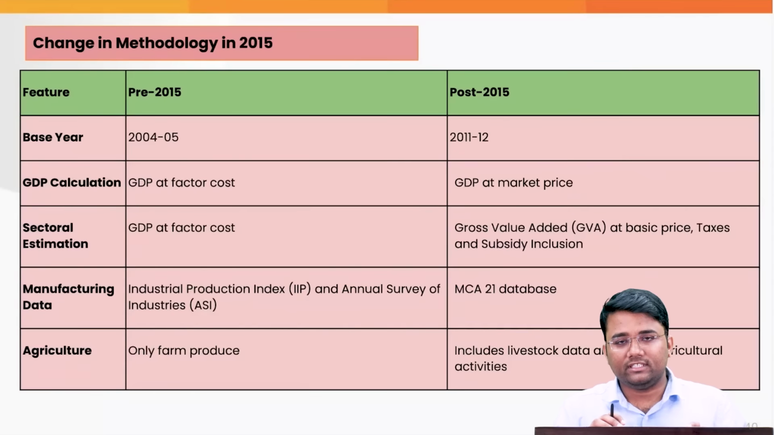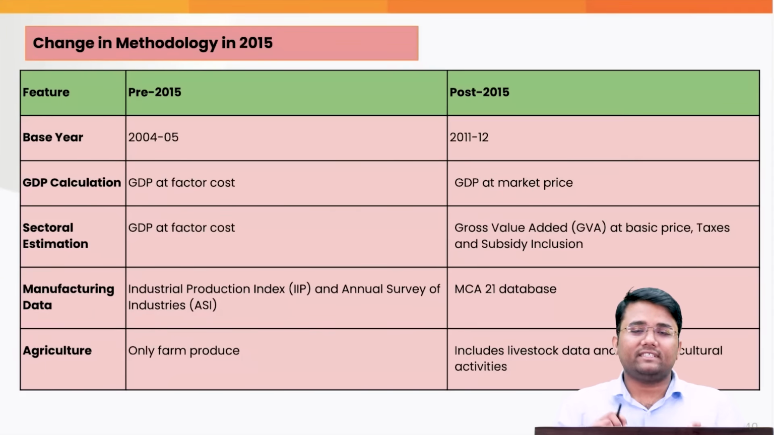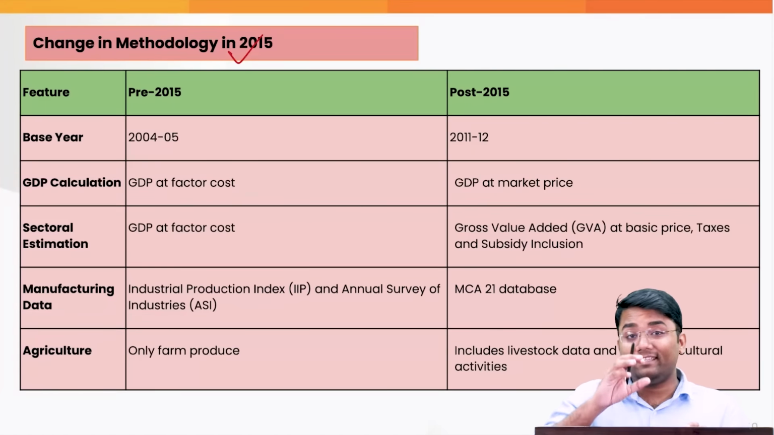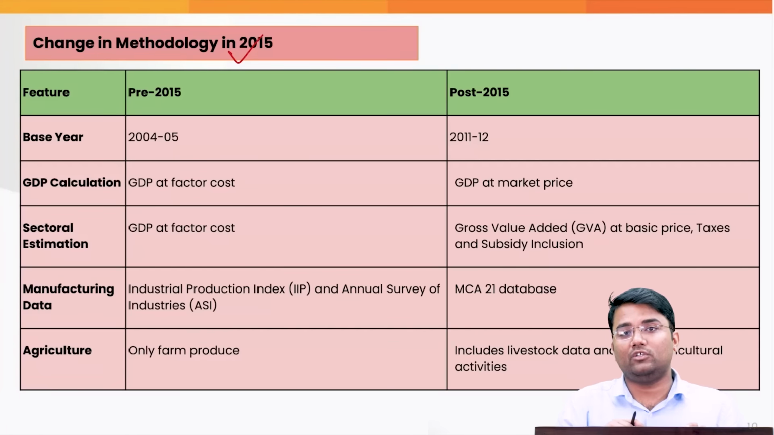This change in methodology that is happening is not the first time that we are changing this methodology. Rather, it has been done in the past also. For example, in the year 2015 itself, we changed the methodology of the GDP calculation. What are the changes that we made in 2015? Why is this important? Because UPSC asked one mains question in the year 2021 related to this change in the methodology of GDP calculation. Let's look into that point, what are the changes that we witnessed in that particular year.